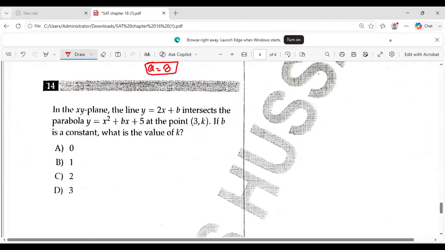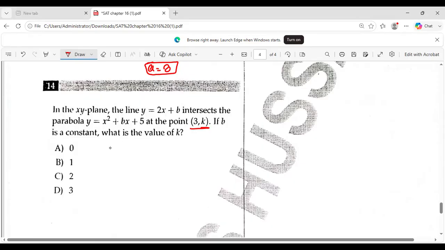Now moving forward to question number 14. In the xy plane, the line y is equal to ax plus b intersects the parabola y is equal to x square plus bx plus 5 at the points (3, 5) and (3, k). If b is a constant, what is the value of k? So basically if they are intersecting, then at the given point (3, k).